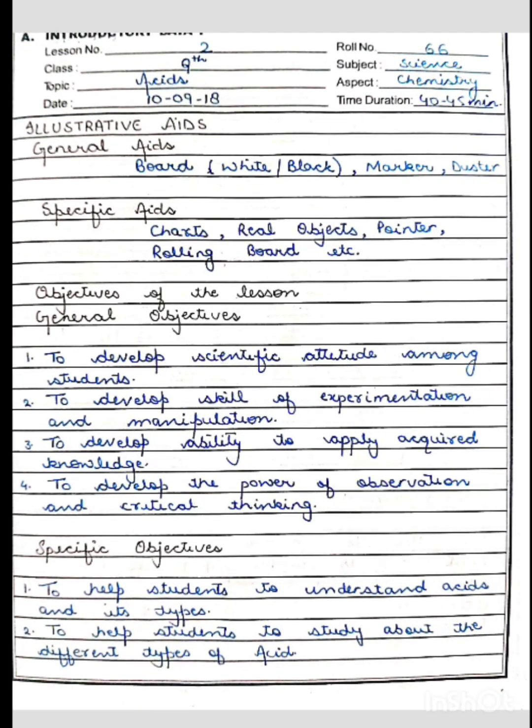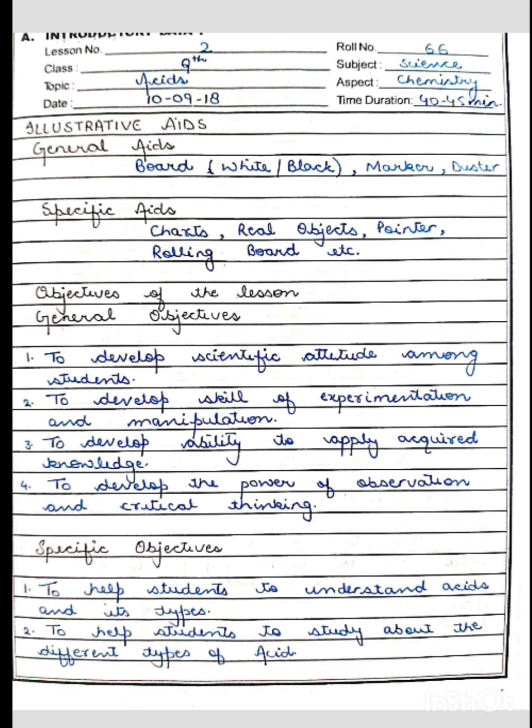The mandatory points are board, marker and duster. In all the lesson plans, these are the same elements that you have to write. In specific aids, you have to write charts, real objects, pointer, rolling board, etc.